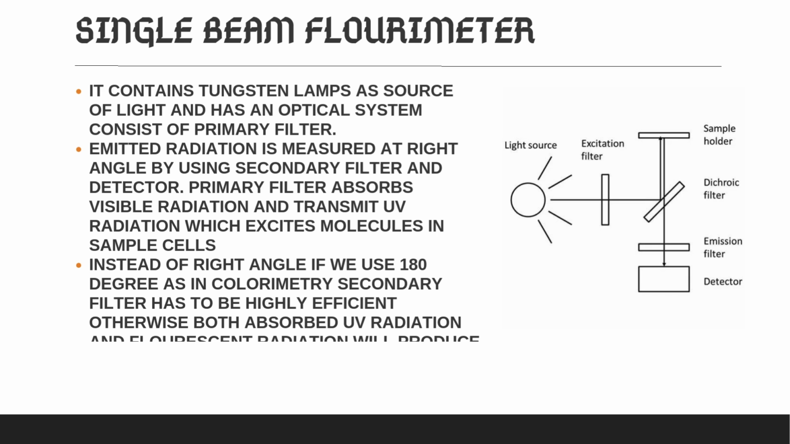Single beam fluorimeter. In a single beam fluorimeter, we have a light source, which typically uses a xenon lamp or LED to emit light at a specific excitation wavelength. Excitation monochromator: this component selects the desired wavelength of light from the source before it is directed at the sample. Sample chamber holds the sample in a cuvette, allowing the excitation light to pass through it.